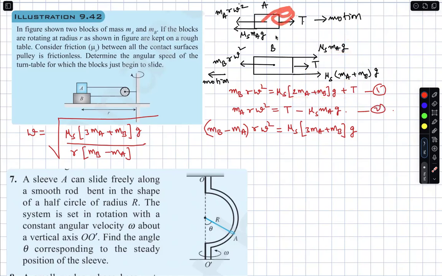Similarly, you take this free body diagram. MAR omega square is equal to T minus mu S MAG. In this step, LHS two forces, right hand side only one force. So I modified smartly like this. You know why? To avoid tension. So when I am doing equation 1 minus equation 2, these two terms cancel, and minus of minus becomes plus. Already you have 2 MA term. Now another MA term added. So 3 MA term you will get.